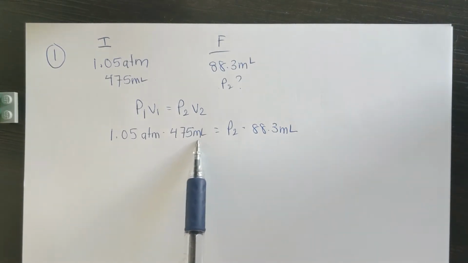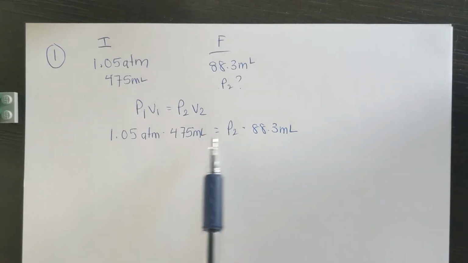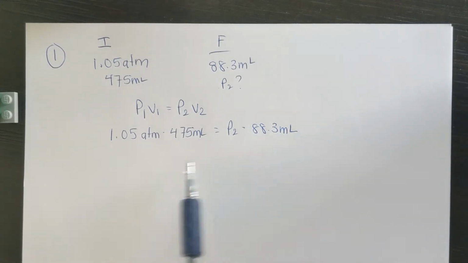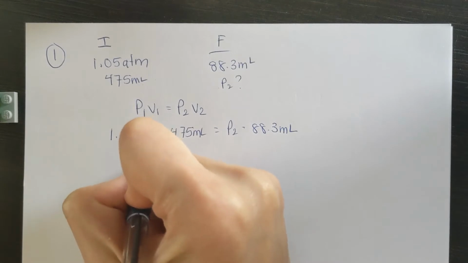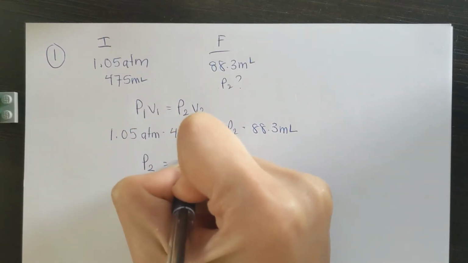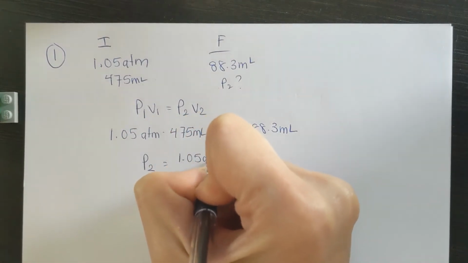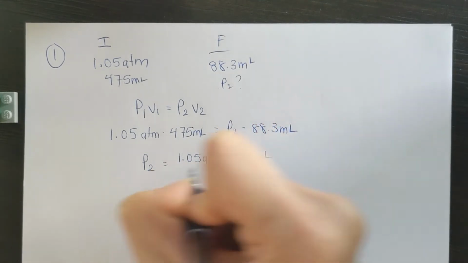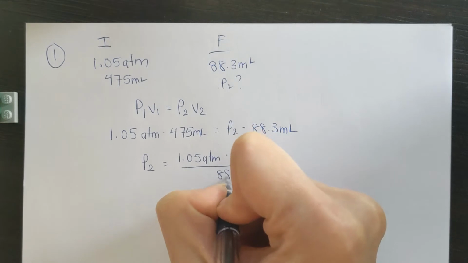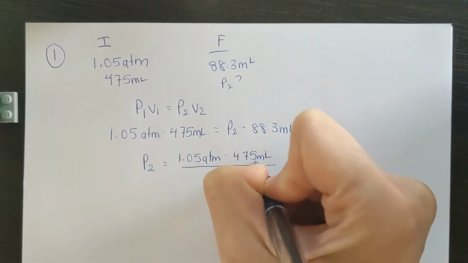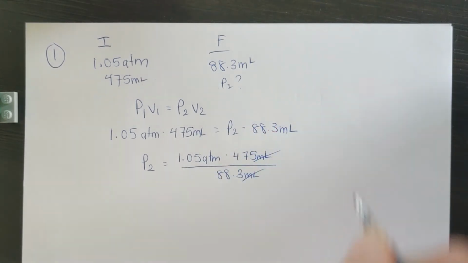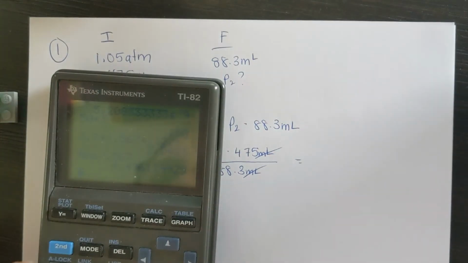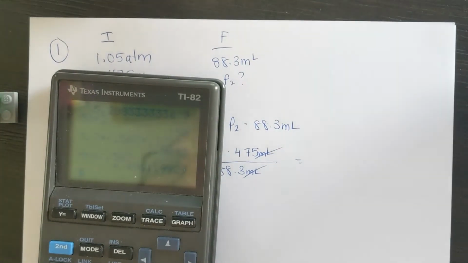If this was, say, given in liters and this was in milliliters, we just need the two units to be the same because they are going to cancel out. Okay, so P2 will be 1.05 atmospheres times 475 milliliters divided by 88.3 milliliters. So our milliliters cancel and we can solve for pressure. Okay, so we'll put this in the calculator.